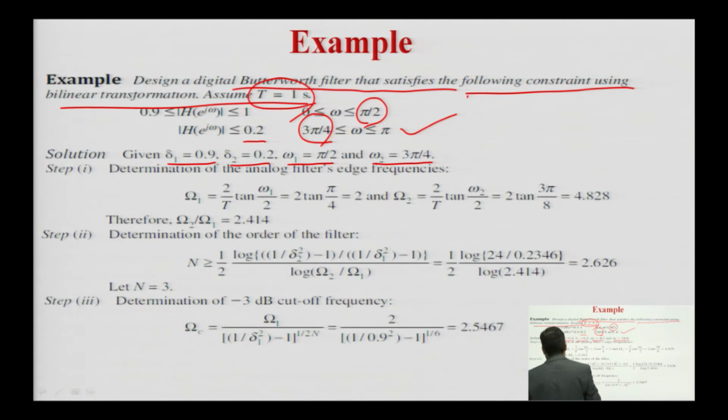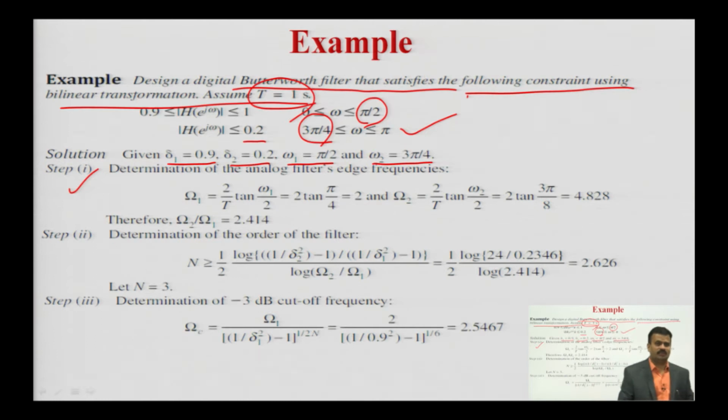Now, step 1 is what? Step 1 क्या बताई थी मैंने आपको? सबसे पहले आपको एनालॉग एज की फ्रीक्वेंसीज निकालनी हैं by the relation. Here you are designing your filter by using bilinear transformation method. So, if you are using the bilinear transformation method, the formula is what?